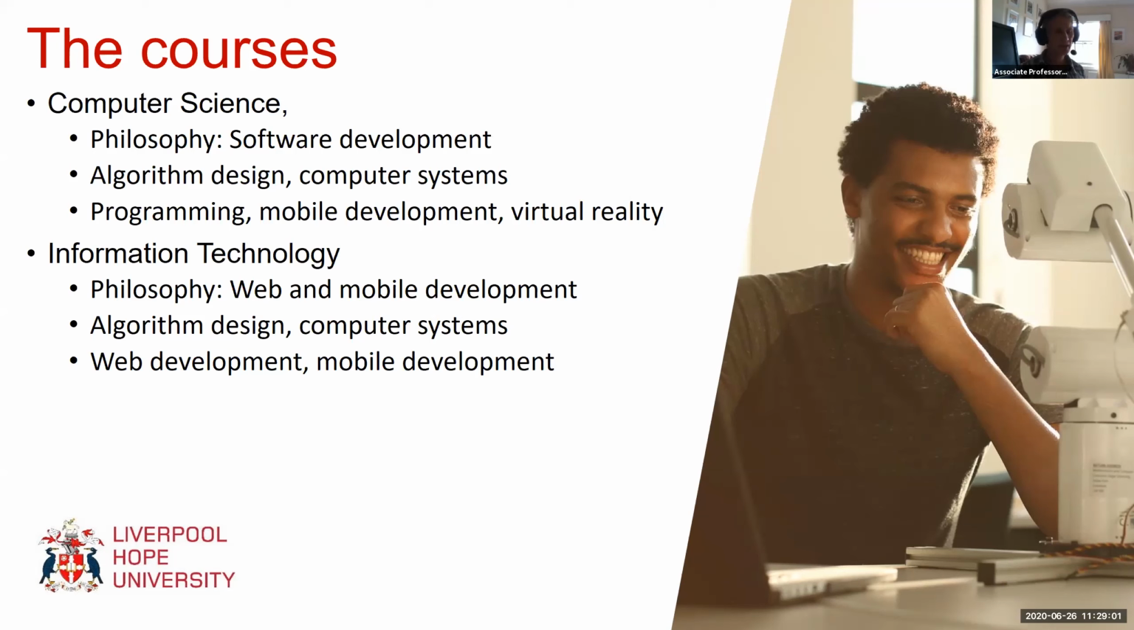Okay. So the same philosophy applies to computer science and information technology. We start out relatively broad, looking at a number of different types of systems and software and programming languages and so forth, and we get more and more specialist as we go throughout the 3 years. So the fundamental philosophy behind computer science is essentially software development. You'll be developing software all the time. So you look at things like algorithm design, computer systems, the type of programming that you'll be looking at.